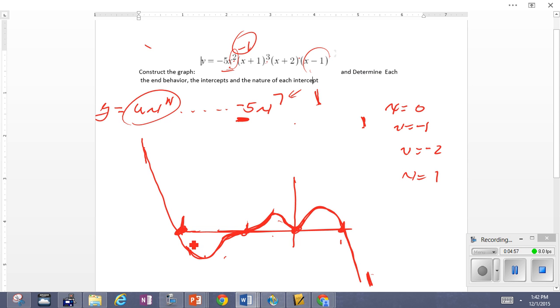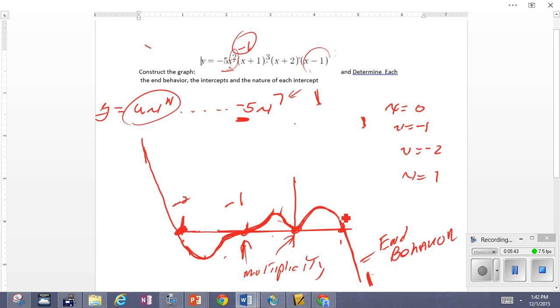So there's my graph. I know it looks a little crude, okay? Again, part of that is because of the tablet experience going on here. But I've illustrated my intercepts, the nature of my intercepts, mainly the multiplicity here of 3, and here, the multiplicity of 2. So I've emphasized that. I've emphasized my end behavior, and I've emphasized all my intercepts. I might just put those in, -2, -1, and 1, and that's it.